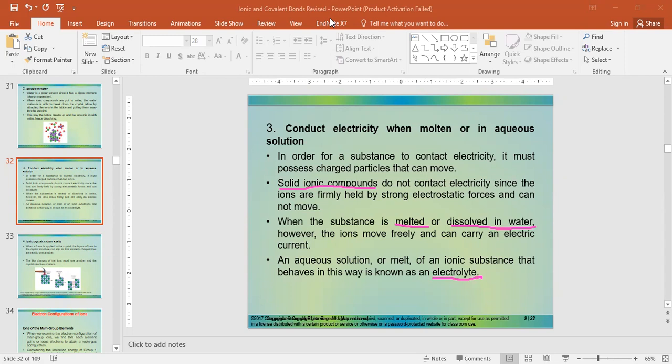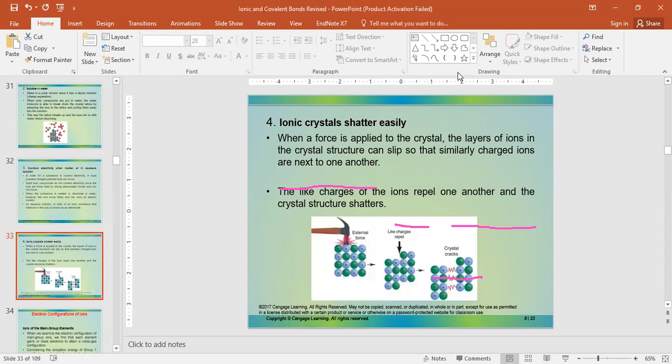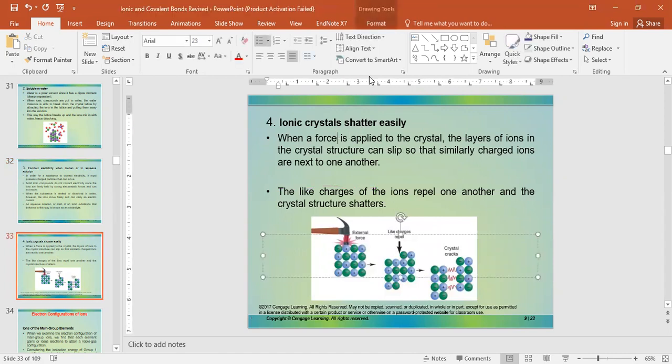Okay, so we continue. The other property is that these ionic compounds or crystals can break up easily, or they can shatter easily. And why does this happen? When force is applied to the crystal, the layers of the ions in the crystal structure can slip so that the similarly charged ions are next to one another.